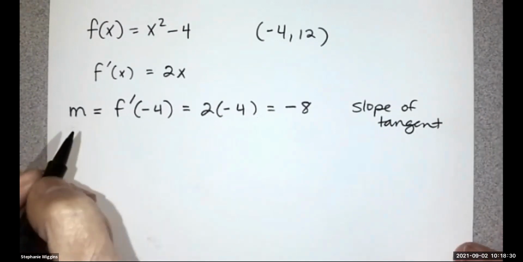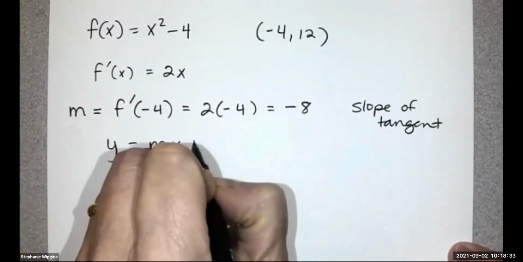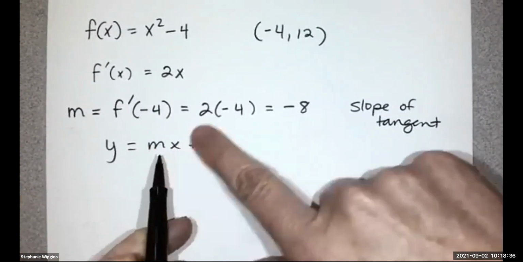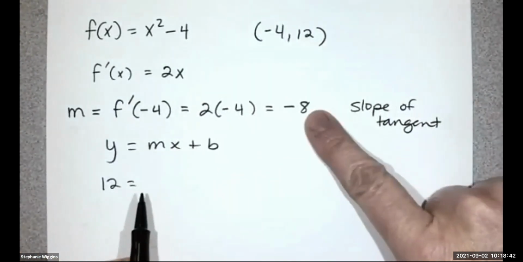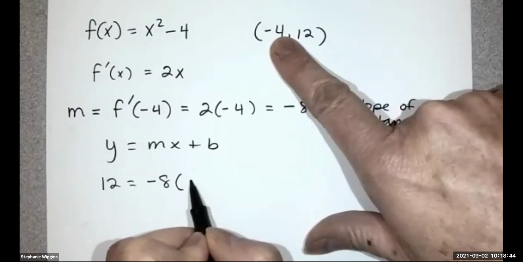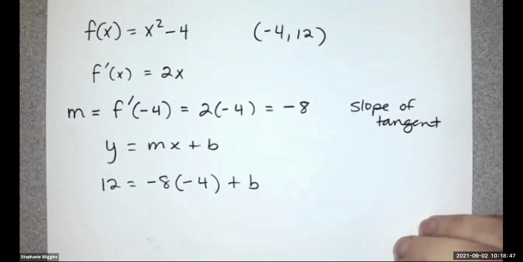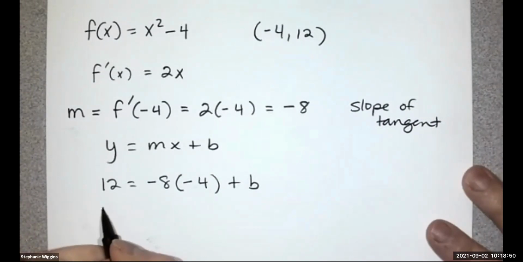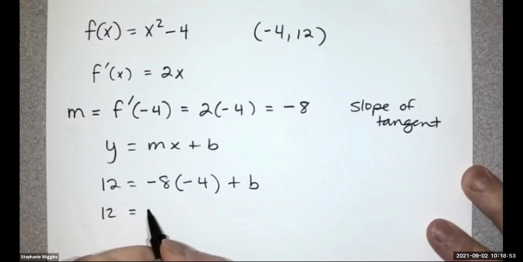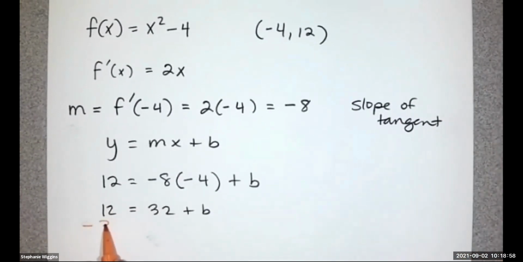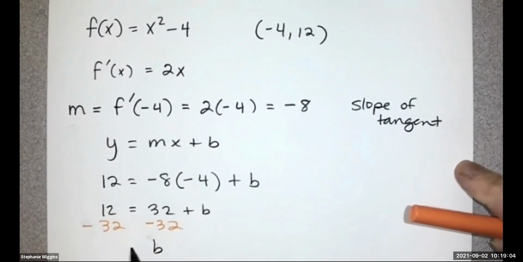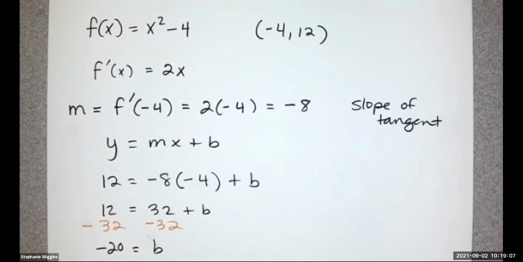And if you have y equals mx plus b, your y is 12. Your m, we just found to be -8. Your x is -4. So now we can solve for b. And so 12, we've got 32 plus b. So we're going to subtract 32 from both sides. So b is -20. That is the y-intercept for our tangent line.